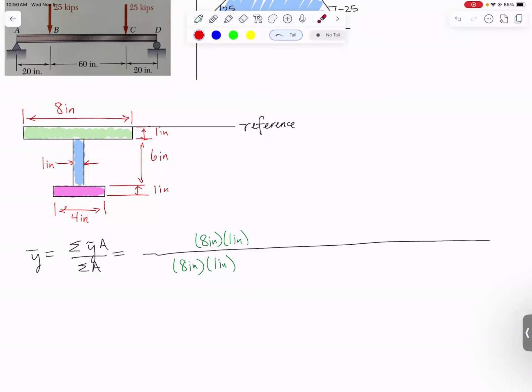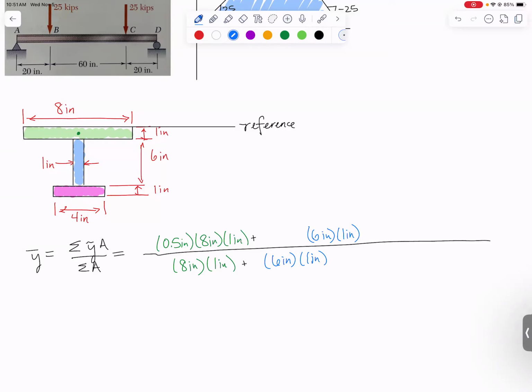Then I also need to know where is the centroid of that rectangle. That's right at the middle of the rectangle, half an inch down, and since that rectangle is located right on my reference line, the location is just 1/2 inch. Let's do the blue area. It's a 6 by 1 rectangle, so its area will be 6 by 1. That goes in both the top and the bottom of the fraction.